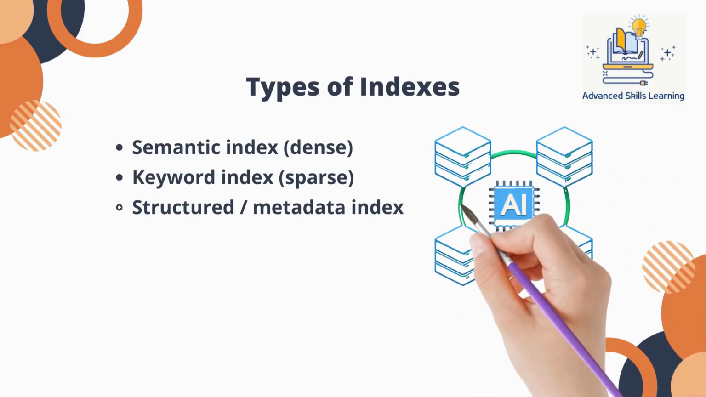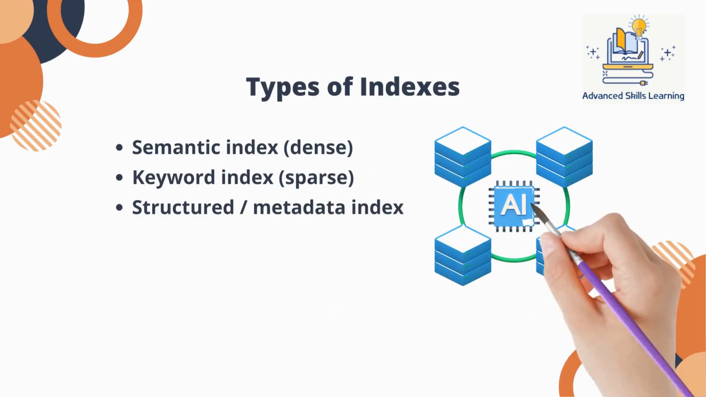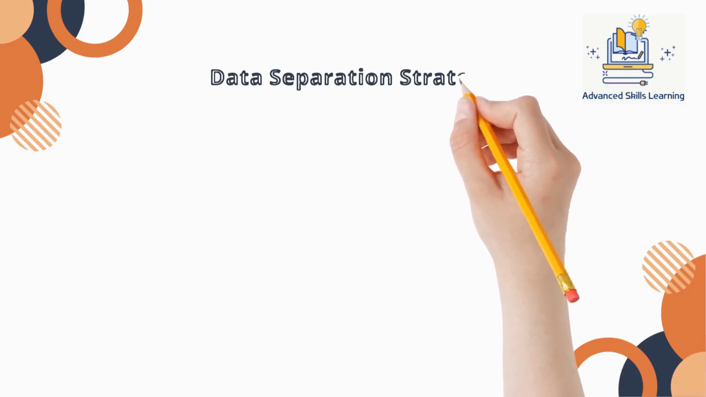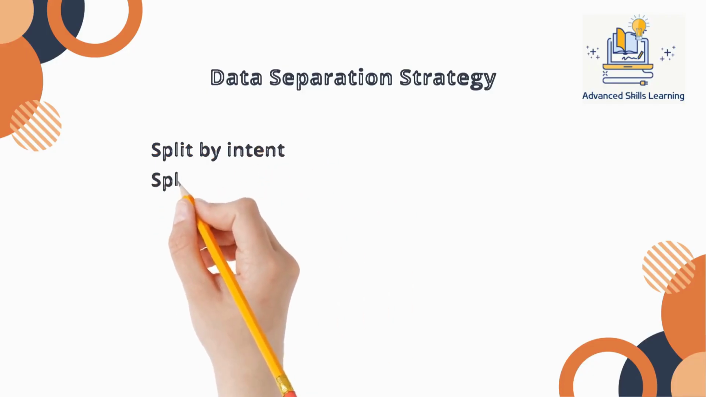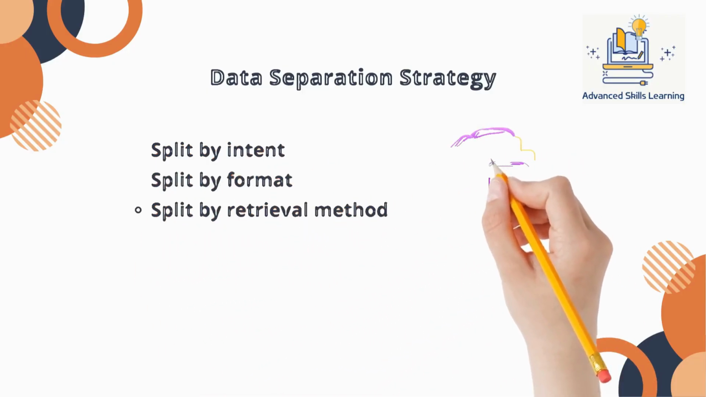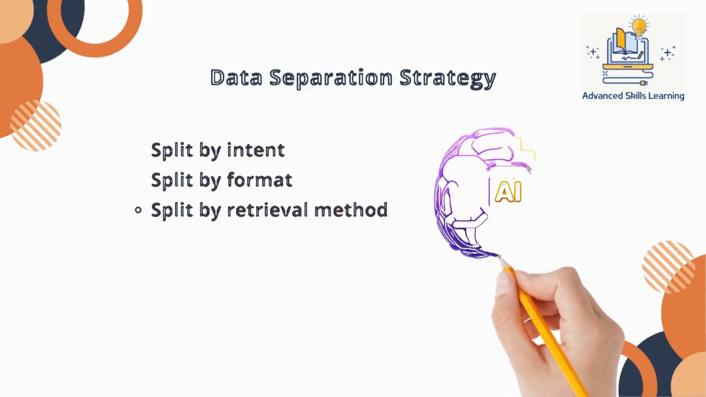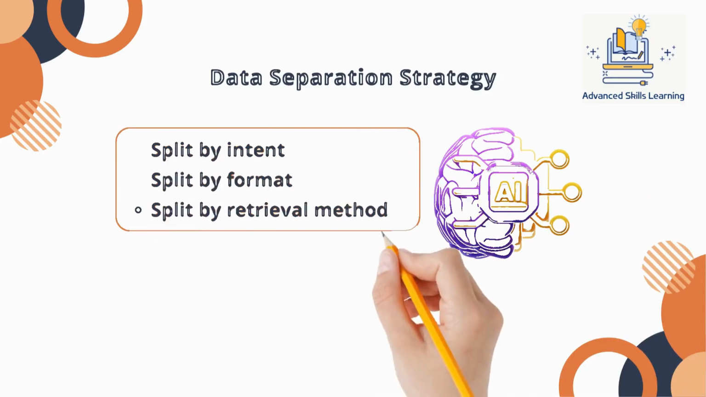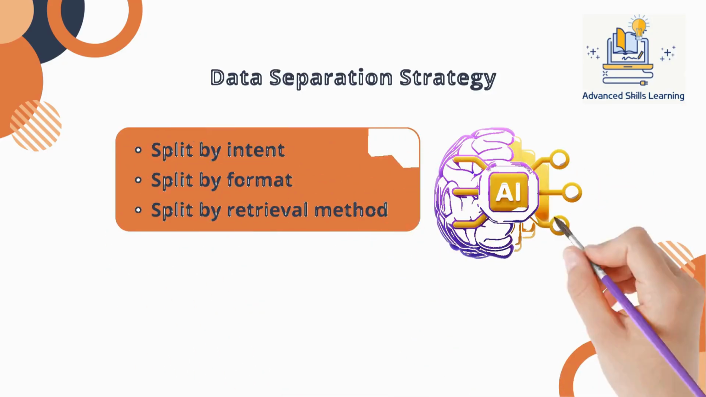The effectiveness of multi-index RAG depends on how you split your data. You can separate based on intent, such as troubleshooting versus explanation. You can separate based on format, like logs versus documentation, or you can separate based on retrieval method itself, ensuring each index is tuned for how queries should interact with that specific type of data.